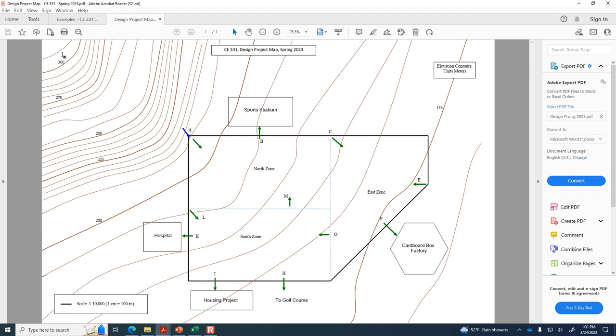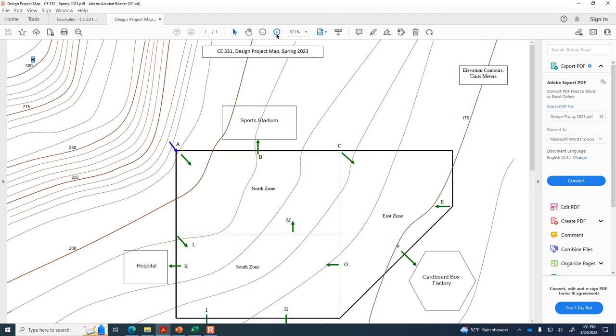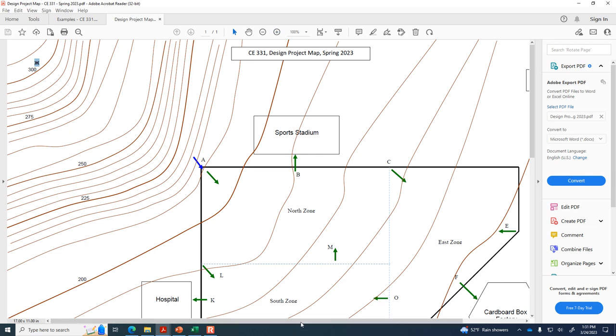All right, see this little symbol here? I don't know what that's called, but that's where the spring is. And so the spring is up here above elevation 300. I think many of you have your reservoir at around 260? So the reservoir is over here someplace.